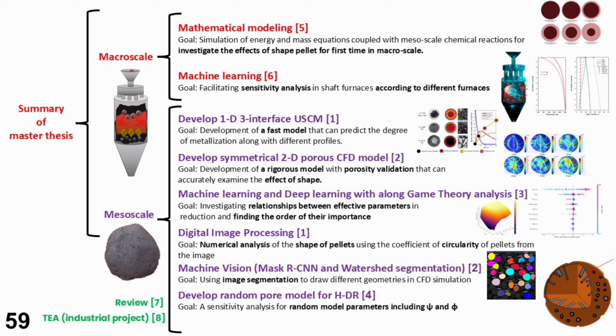This slide provides an overview of my master thesis. As you can see, it resulted in 2 ISI papers at macro scale, 4 ISI papers at mesoscale, 1 review article, and an industrial project in the field of hydrogen-based reduction of iron oxide.